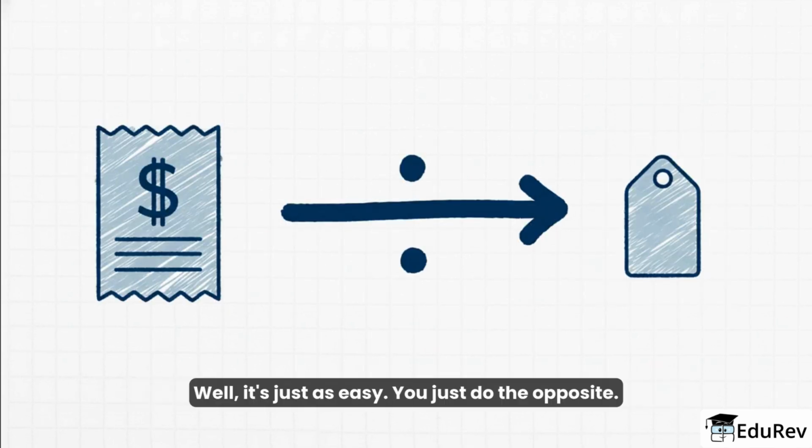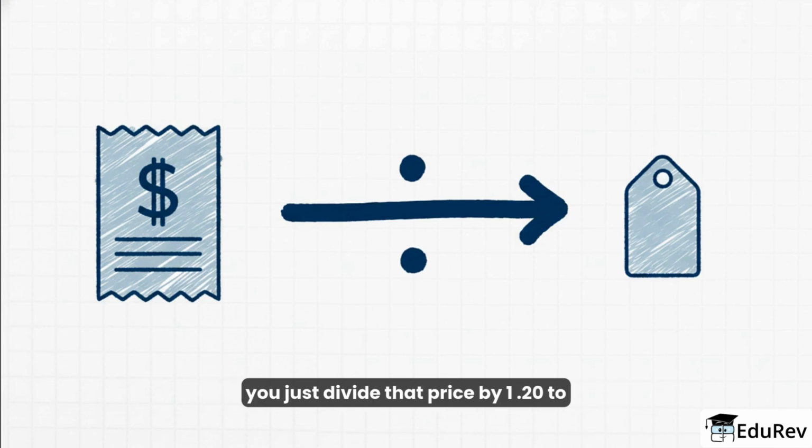And what about taking VAT off a price that already includes it? Well, it's just as easy. You just do the opposite. If a price already has 20% VAT baked in, you just divide that price by 1.20 to find the original amount. It's a perfect inverse, and it's just as quick.